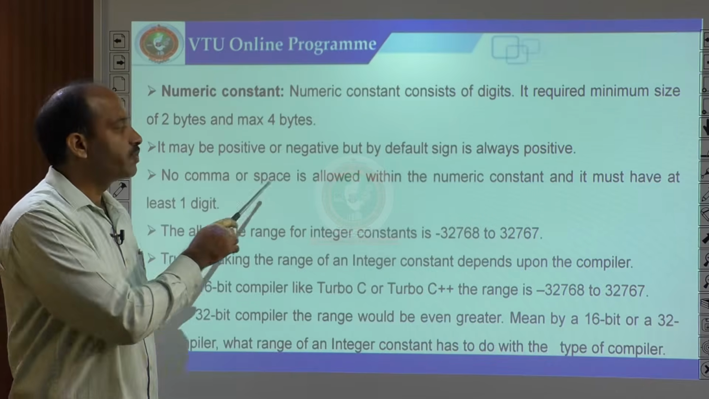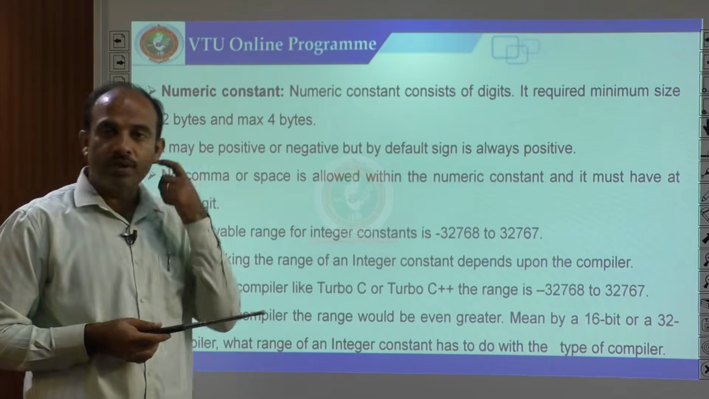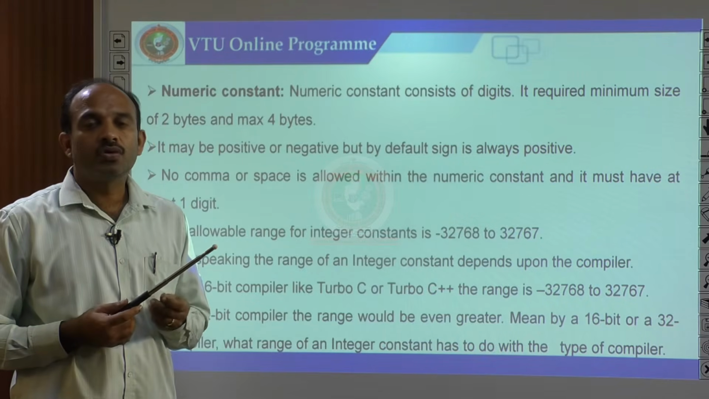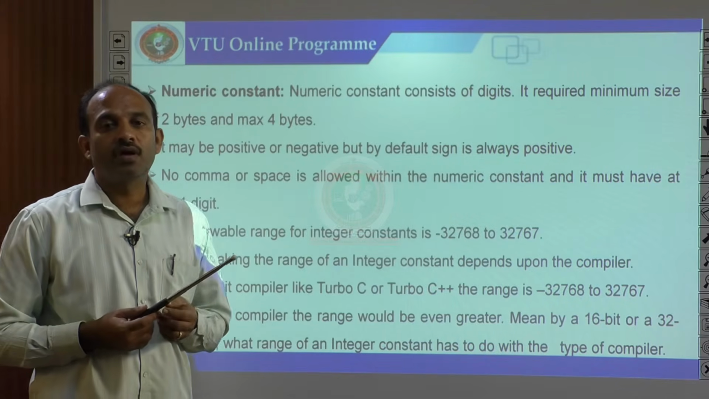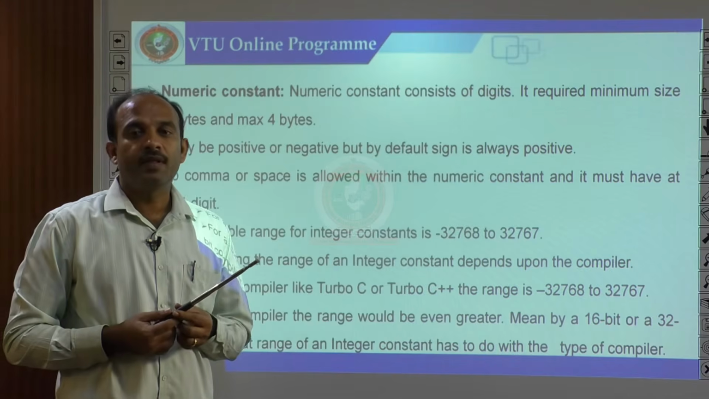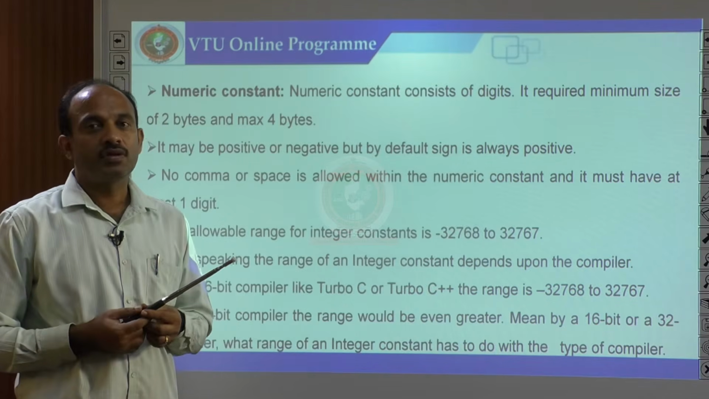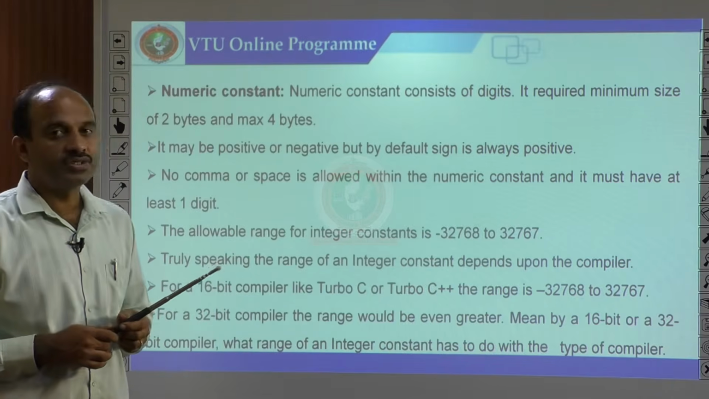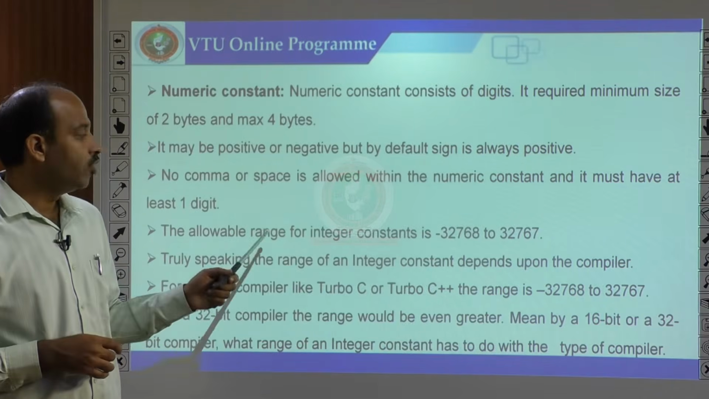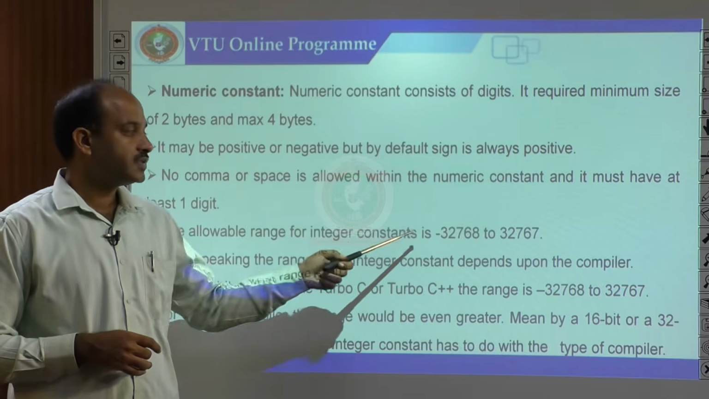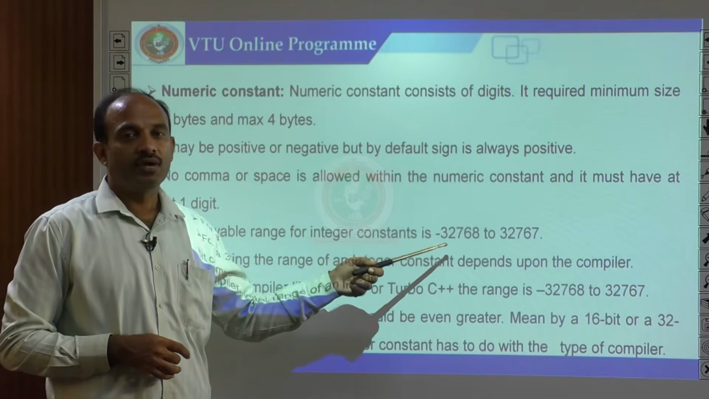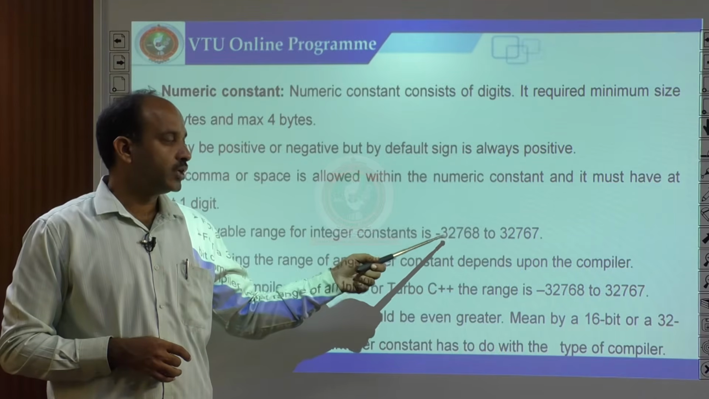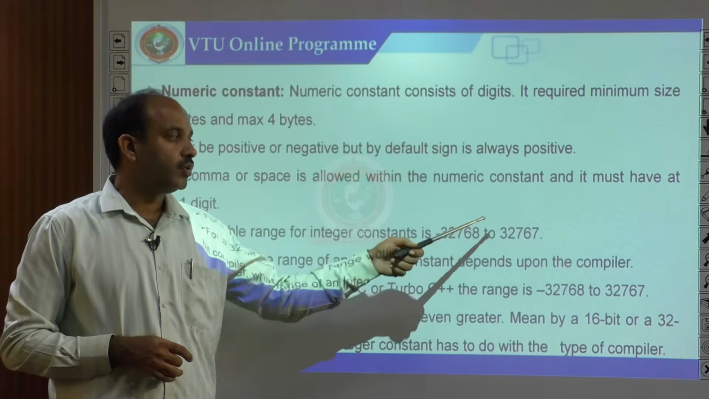No comma or space is allowed within a numeric constant. Whenever you define a numeric constant, you should not use any comma or space within it. It must have at least one digit. The allowable range for an integer constant is from negative 32,768 to positive 32,767.